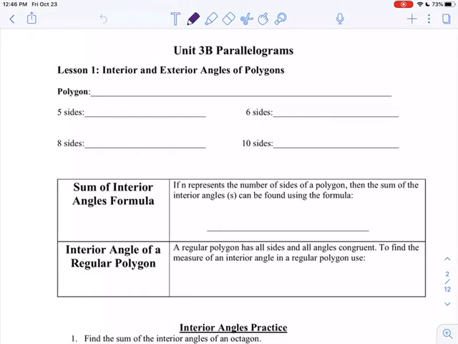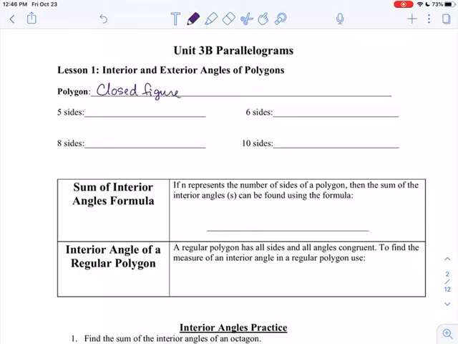Hi Geo, this is Unit 3B, the second part of Unit 3 on parallelograms, and this is Lesson 1 from that unit. Today we're going to talk about interior and exterior angles of polygons, and then the rest of this unit will be on parallelograms. But a parallelogram is a polygon.